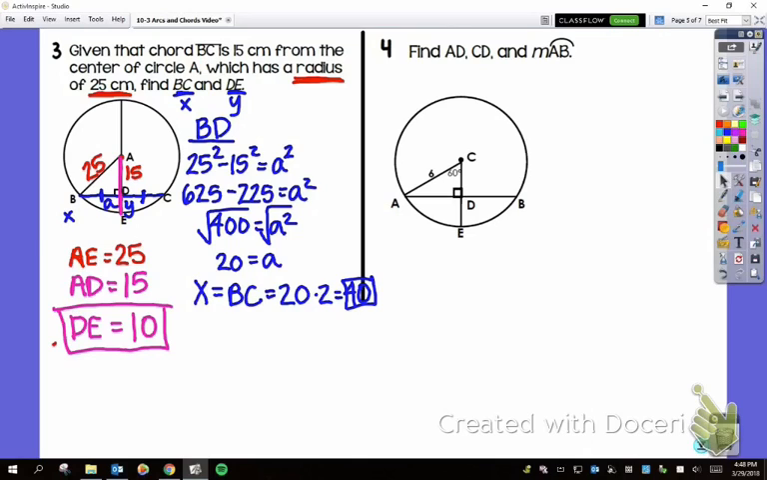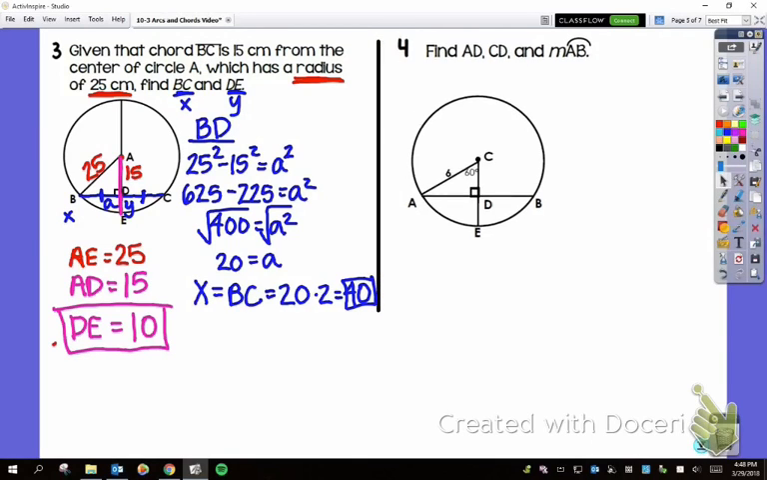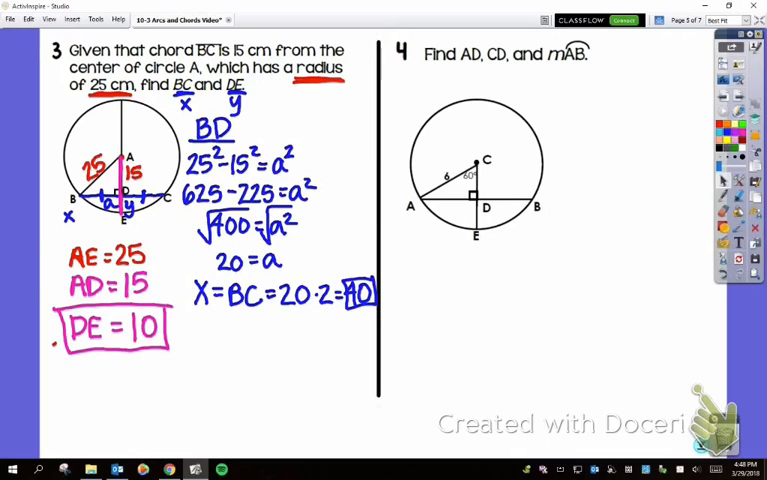Number 4 is a little bit different because now they gave us some different angles on number 4. Okay, so if we're looking at number 4, we know that we've got a 60-degree angle, we've got a 90-degree angle, which automatically tells us that at angle A we're going to have a 30-degree angle. Okay, now what we're looking at here is we are trying to find AD, which I'm going to call X. We're trying to find CD, which we're going to call Y. And then they want the measure of arc AB, which is going to be from here to here. Okay, so let's deal with x and y first.